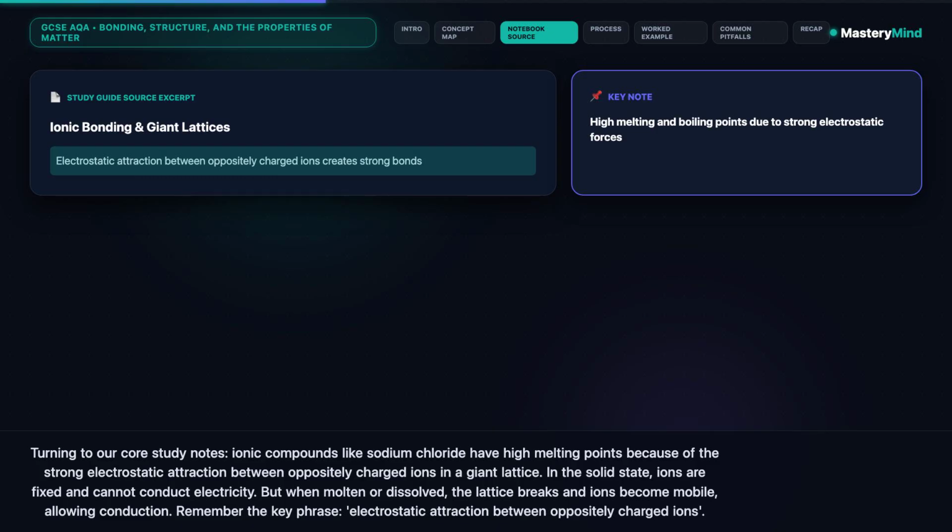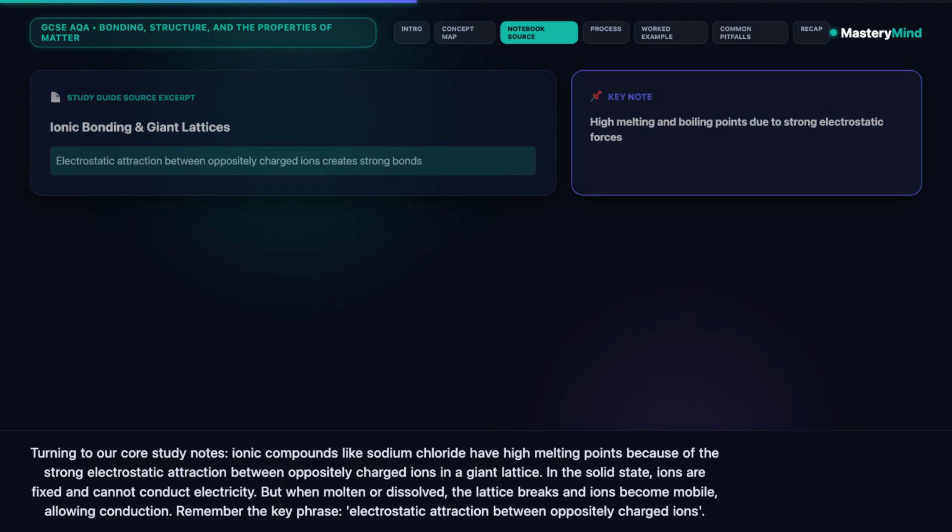Turning to our core study notes, ionic compounds like sodium chloride have high melting points because of the strong electrostatic attraction between oppositely charged ions in a giant lattice. In the solid state, ions are fixed and cannot conduct electricity. But when molten or dissolved, the lattice breaks and ions become mobile, allowing conduction. Remember the key phrase, electrostatic attraction between oppositely charged ions.